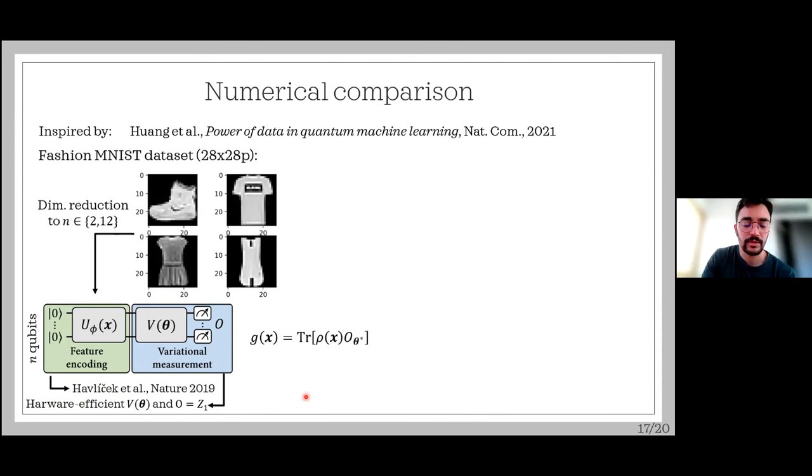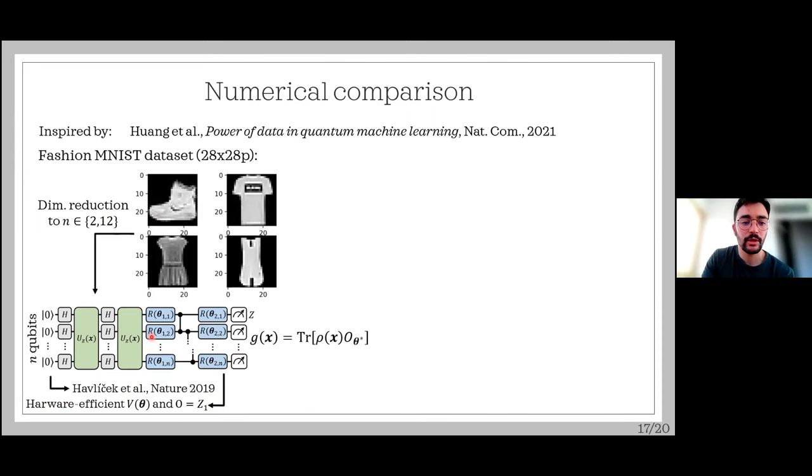So this looks like this. This is effectively the circuits that we look into. The depth of the variational part actually changes with the number of qubits, but I'm not going into that. And so this gives us a labeling function. So now what we do is we take 1,000 randomly sampled images. We assign to them labels, and this will constitute our training set.